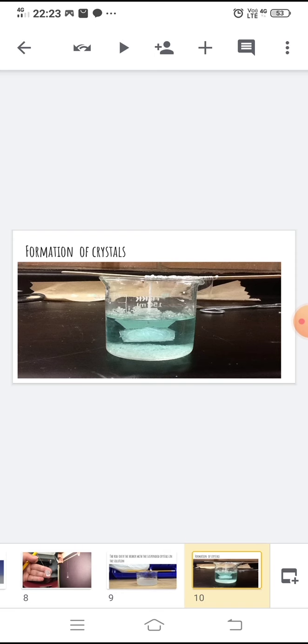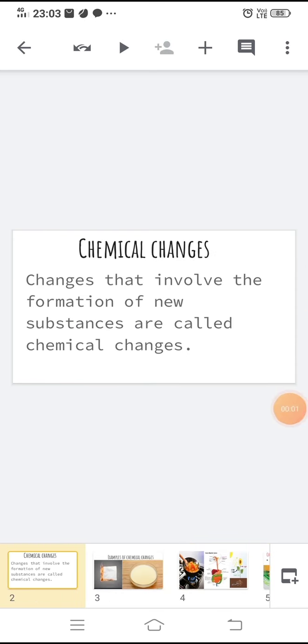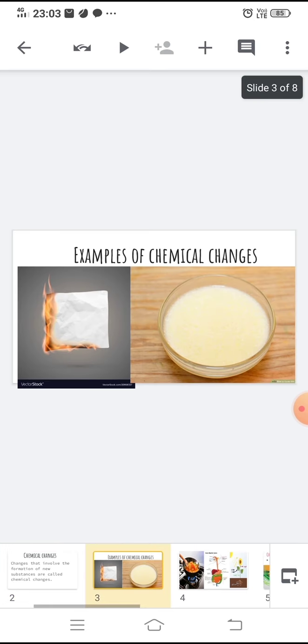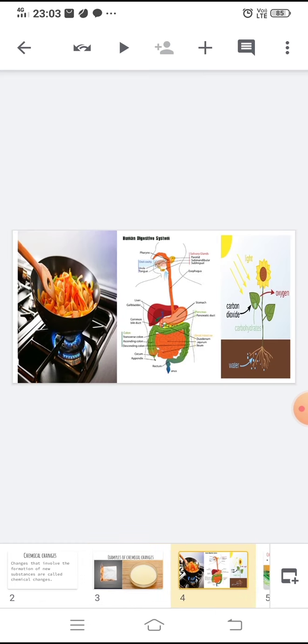Let us study about the chemical changes and also the characteristics of chemical changes. Chemical changes. Changes that involve the formation of new substances are called chemical changes. Examples of chemical changes: the burning of paper, curdling of milk, cooking of food, digestion of food in the body, and photosynthesis in plants are examples of chemical changes. Chemical changes are generally irreversible.